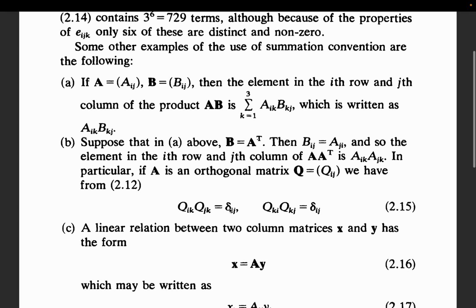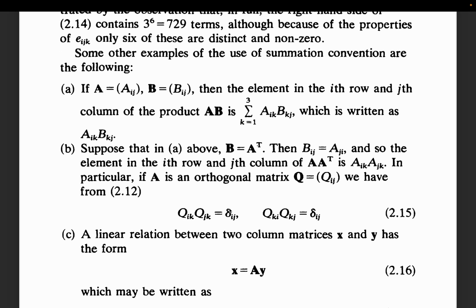Let's say Q is our orthogonal matrix. Q times Q transpose can be written as Q_ij and Q transpose of jk. Then we can write it as Q_ij and Q_kj. That means it is equal to delta_ik. That is what you get.